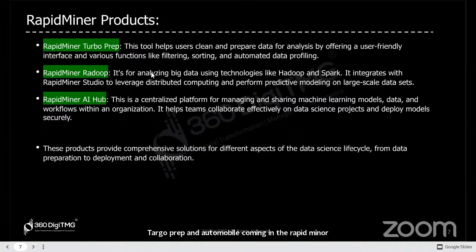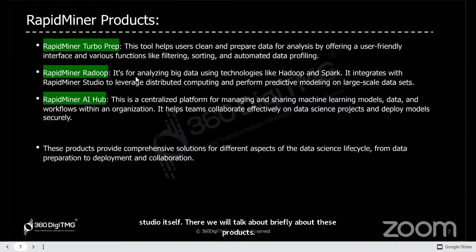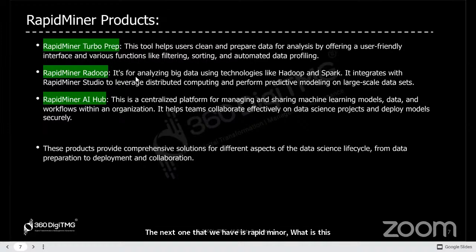The next one that we have is RapidMiner Hadoop. What is this useful for? It is for analyzing big data using technologies like Hadoop and Spark. It is used to integrate with RapidMiner Studio to leverage distributed computing and perform predictive modeling on large-scale datasets. We will see each and every product in real time. Just understand the purpose of each product for now.